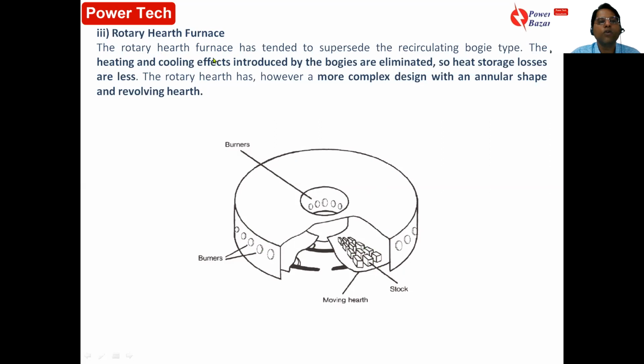So basically, rotary hearth furnace supersedes the circulating bogie type, and the heating and cooling effect introduced by the bogies are limited. So heat and storage loss are less, and it has a more complex design with annular shape and revolving hearth. So it is of annular shape and revolving hearth.